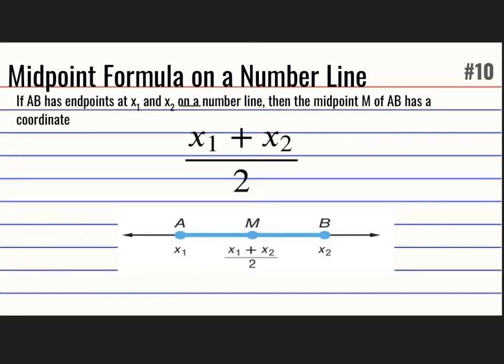Card number 10 is the midpoint formula on a number line. It says that if AB has endpoints at x1 and x2 on a number line, then the midpoint M of AB has the coordinate x1 plus x2 over 2.